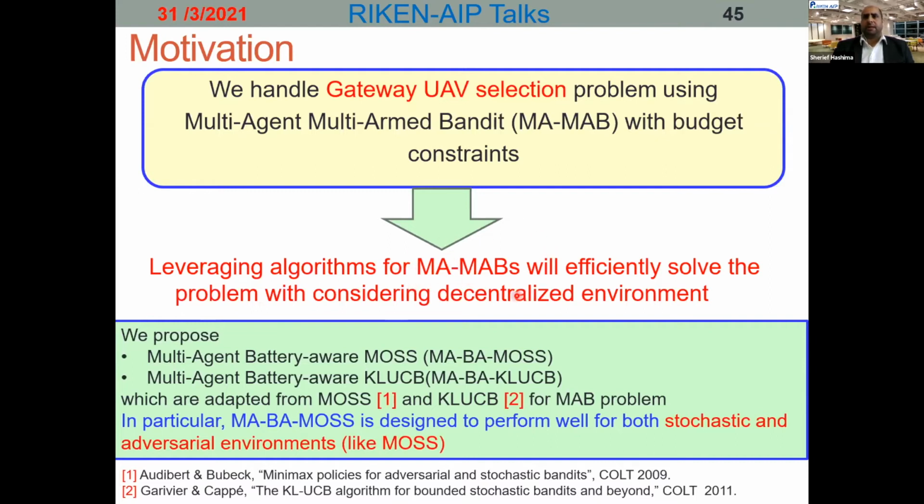Our motivation here: we have a gateway UAV selection problem with a budget constraint. We leverage multi-agent, multi-player, multi-armed bandits to solve this problem using multi-agent battery-aware MOSS and multi-agent battery-aware KL-UCB with a Gaussian environment. Multi-agent battery-aware MOSS is well designed for stochastic and adversarial environments.